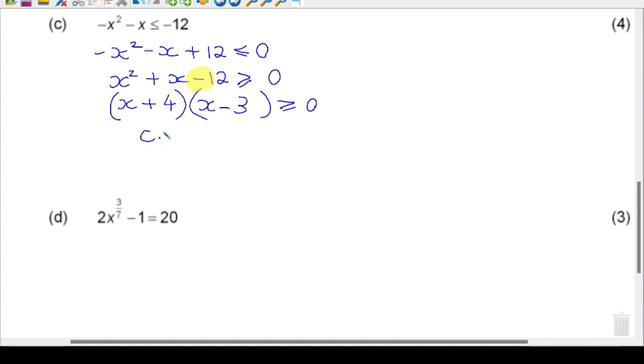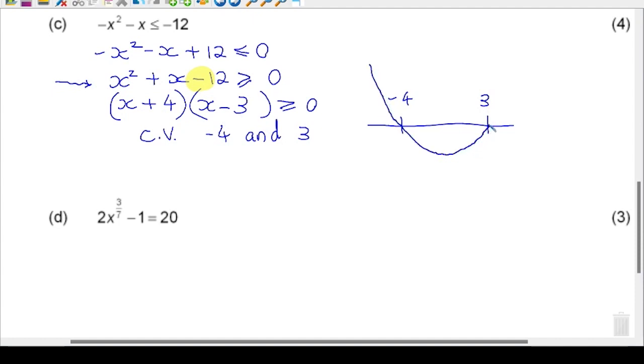Now we've got our critical values of negative 4 and 3. Negative 4 and 3. And now many teachers will teach you to draw a number line and look at the two factors on either side, on all those intervals. I like to actually visualize the graph. That function x squared plus x minus 12 is actually a parabola. And it's a happy, or what we call a concave up parabola, like a cup.